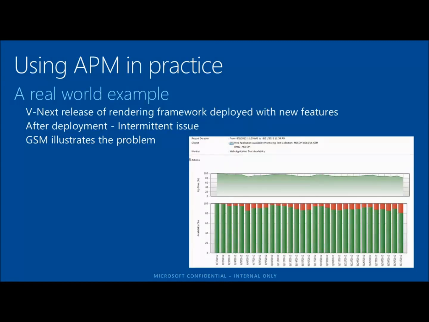After deployment, we started seeing intermittent issues on availability as customers started adopting those features. And you can see here from our GSM data that definitely illustrates the problem. Basically, we were down to about 90% availability. So basically, 1 time out of 10, somebody was being redirected to the smart error page.